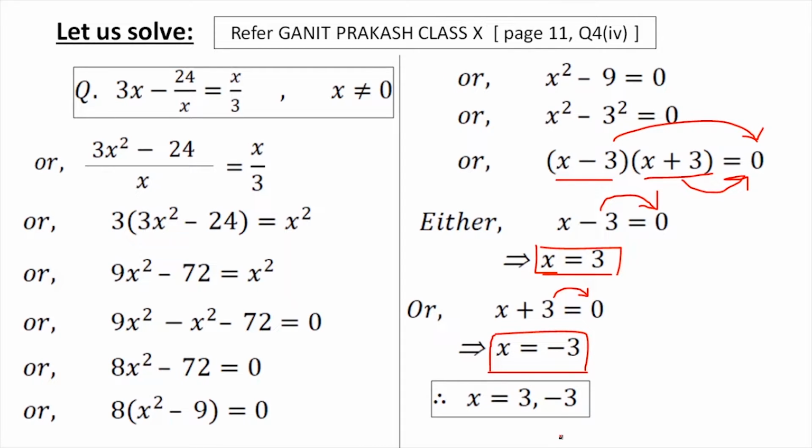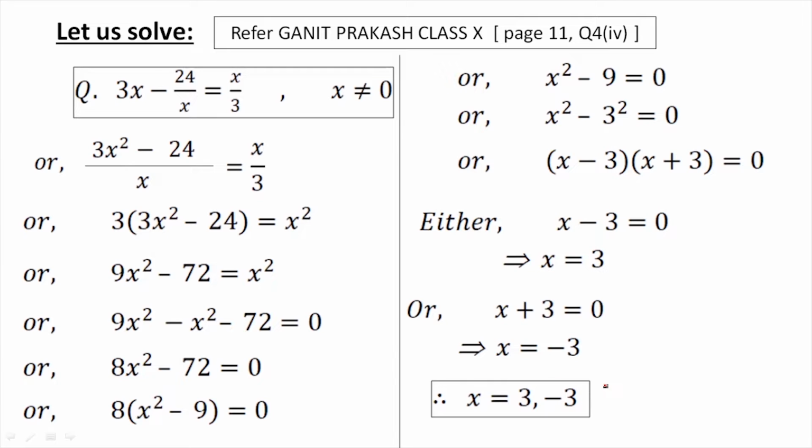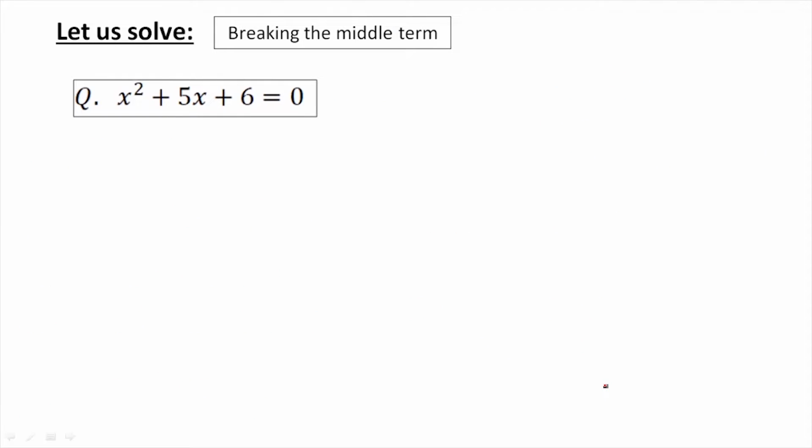So two values of x are x equals 3 and minus 3. So this is how we solve a quadratic equation using the formula x squared minus y squared equals x minus y into x plus y. Okay. Now let's move on to the next process, that is breaking the middle term.